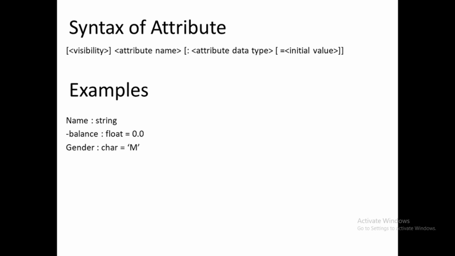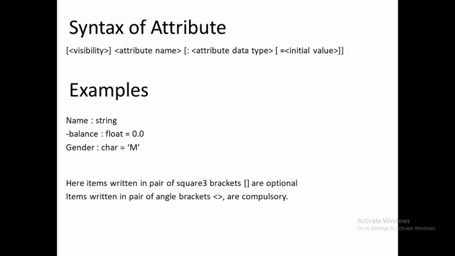Same way, gender colon char is equal to single quote m. So remember here, items written in pair of square brackets are optional. Same way, items written in pair of angle brackets are compulsory. Now let's see the visibility options.